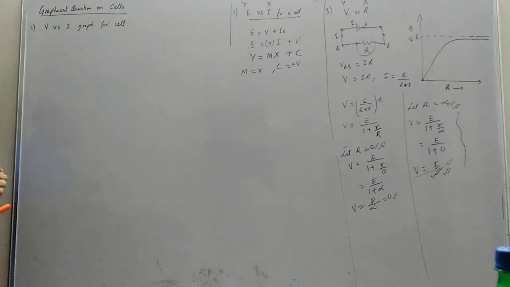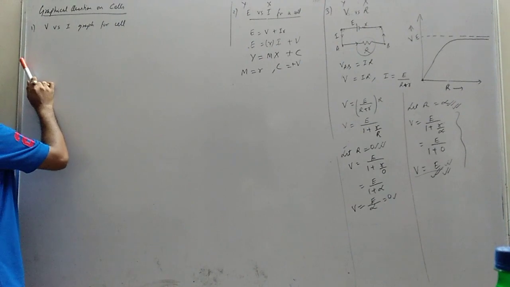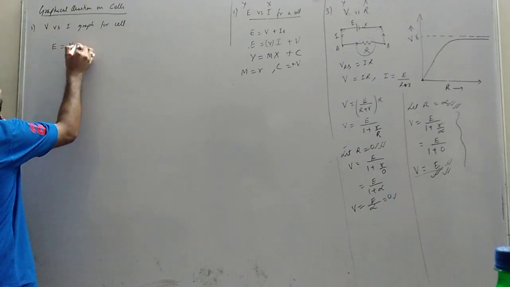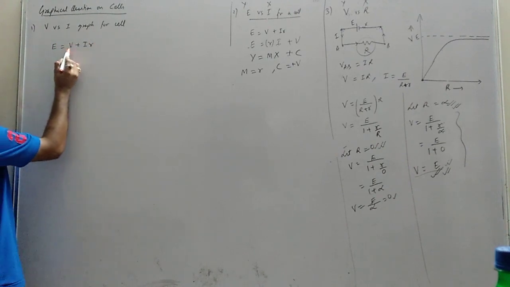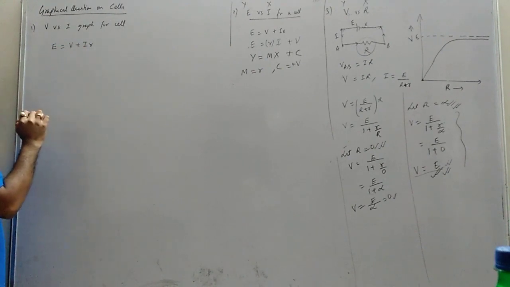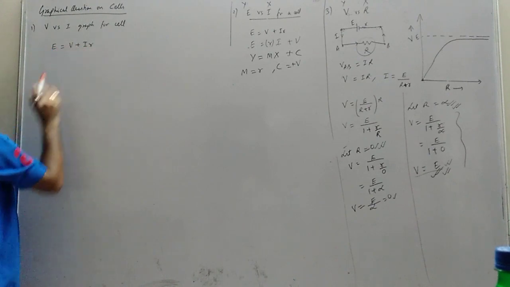We need an expression which combines potential difference across the cell and current through the cell. So this expression is this: E equals V plus Ir. This is the expression which combines potential difference across the cell as well as current through the cell. Okay. Other than these two, we have two more factors, E and r.